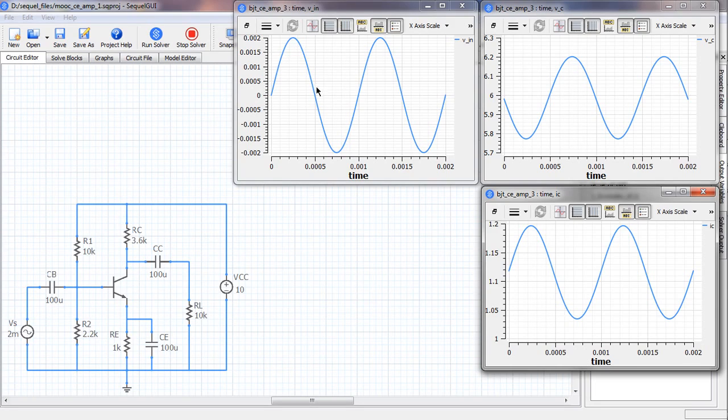and that is indeed what we see. This is the input voltage and that is the collector voltage. So definitely they are out of phase. When this increases, that decreases, and so on. Its base value, or the DC value, is indeed 6 volts, very close.